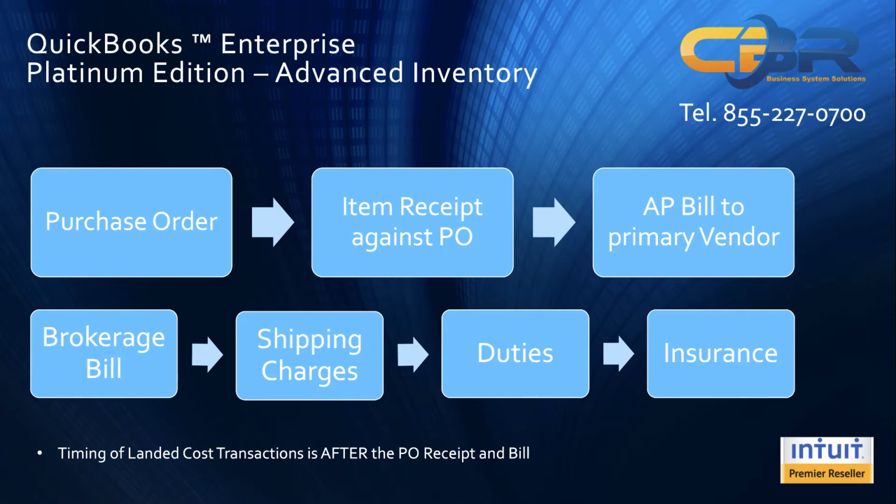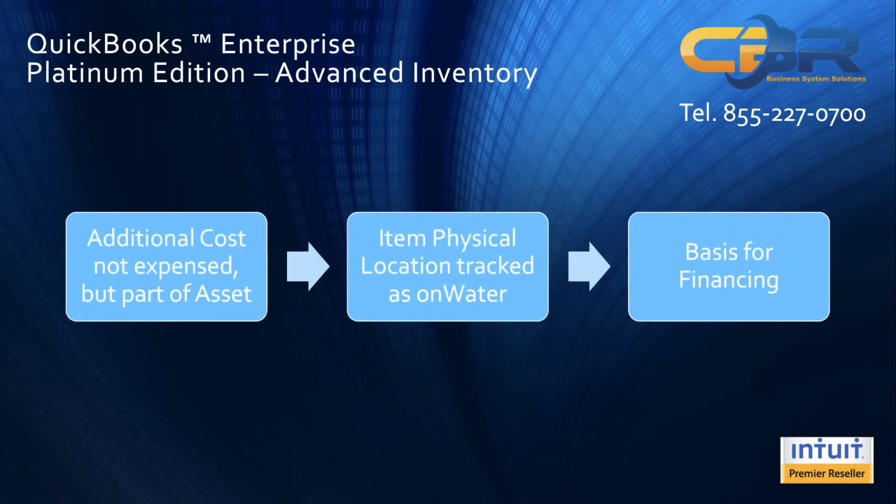What's also important to note as part of this process is, A, you can have a number of different charges like I indicate here on the slide. But in addition to that, you also have a number of other issues you want to look at. You really want to make those additional costs part of the asset of the inventory item and not expense it out, which is what you had to do in previous versions of QuickBooks Enterprise. So that's number one. Number two, typically you would also like to see these items in your inventory stock status report prior to physically getting them into your warehouse.